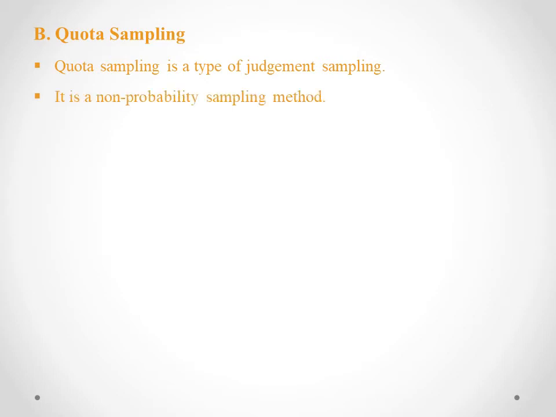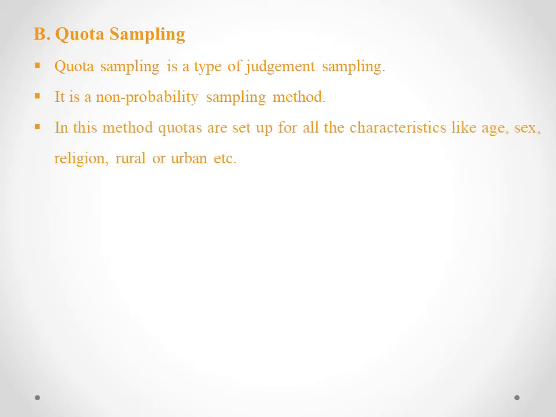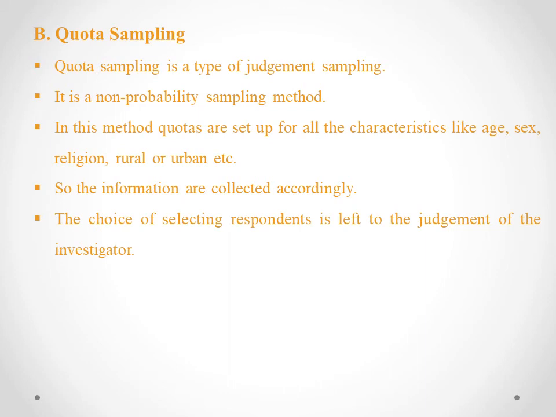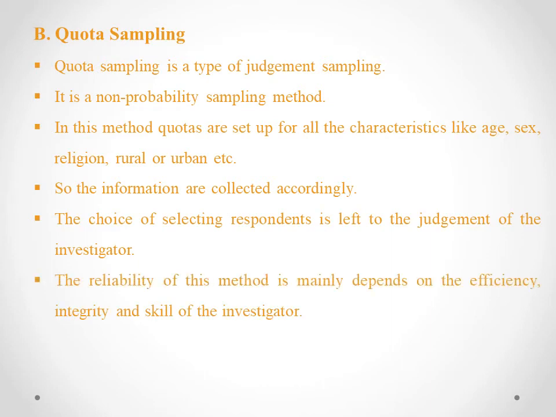Next one is the quota sampling method. Quota sampling is a type of judgmental sampling. It is a non-probability sampling method. In this method, quotas are set up for all the characteristics like age, sex, religion, rural or urban, etc. So the information is collected accordingly. The choice of selecting the respondent is left to the judgment of the investigator. The reliability of this method mainly depends on the efficiency, integrity, and skill of the investigator.